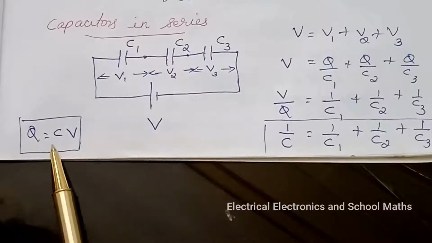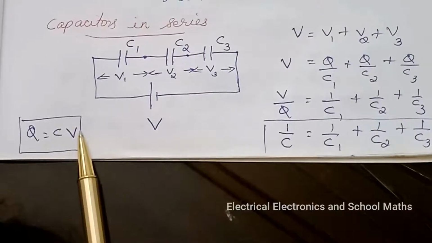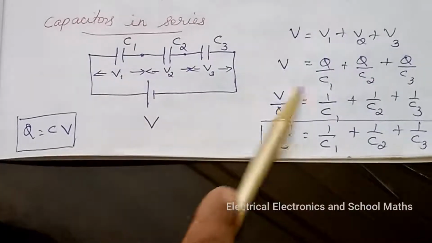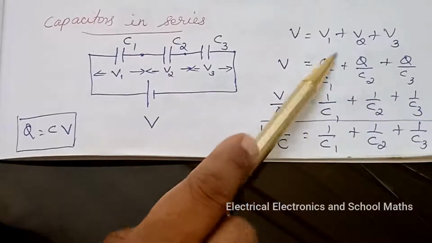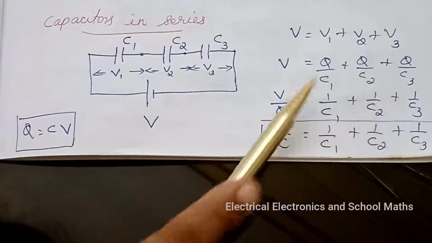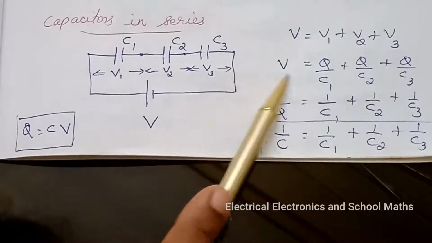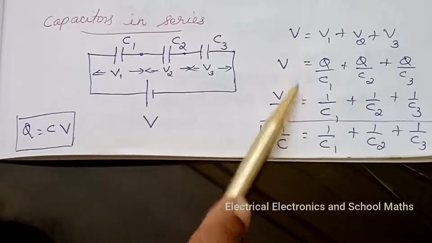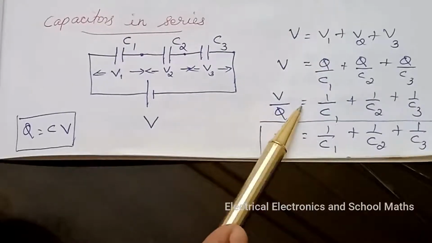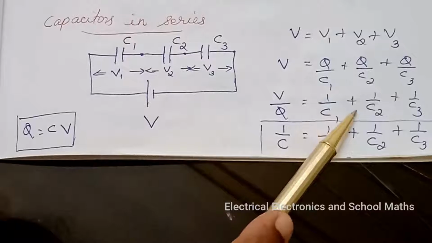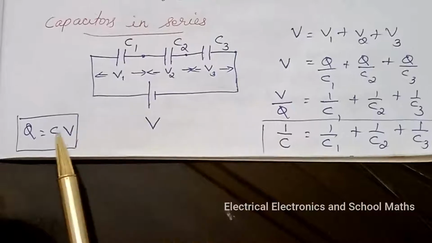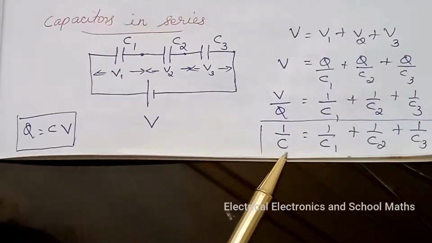And we know Q is equal to C into V. From this we can write V is equal to Q by C. So V1 will be equal to Q by C1, V2 Q by C2, V3 Q by C3. And taking this Q outside, we get V by Q equal to 1 by C1 plus 1 by C2 plus 1 by C3, and V by Q is 1 by C.